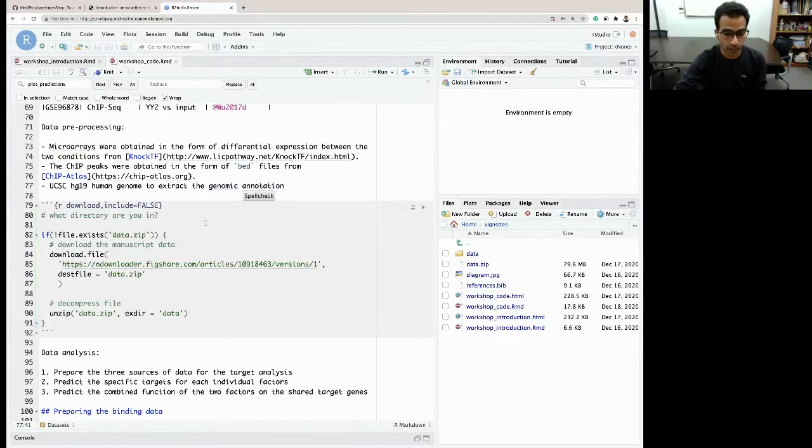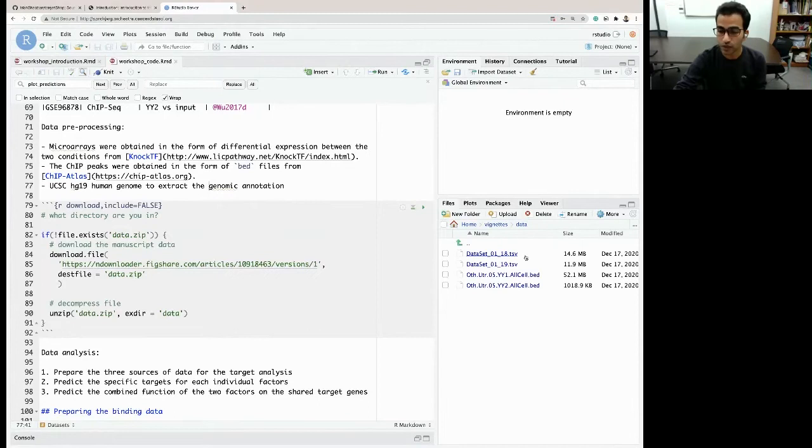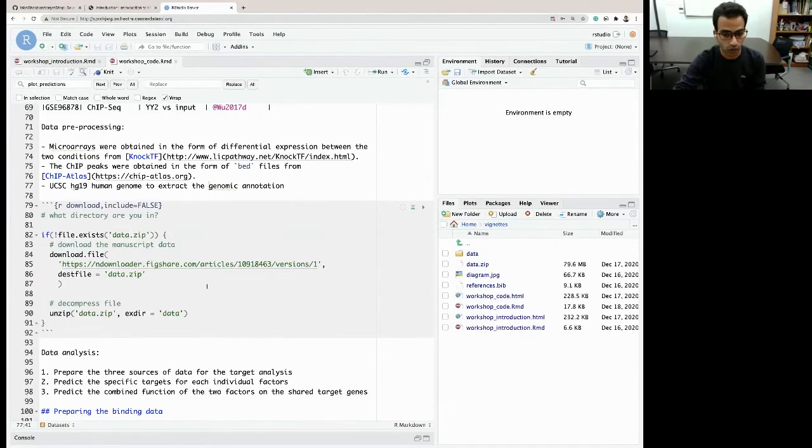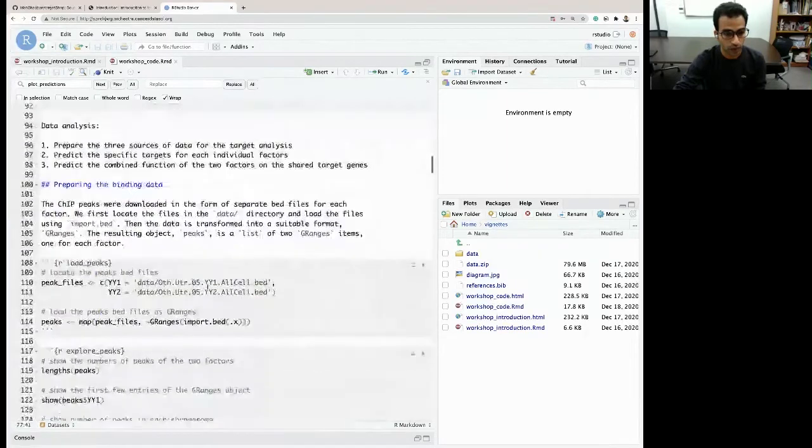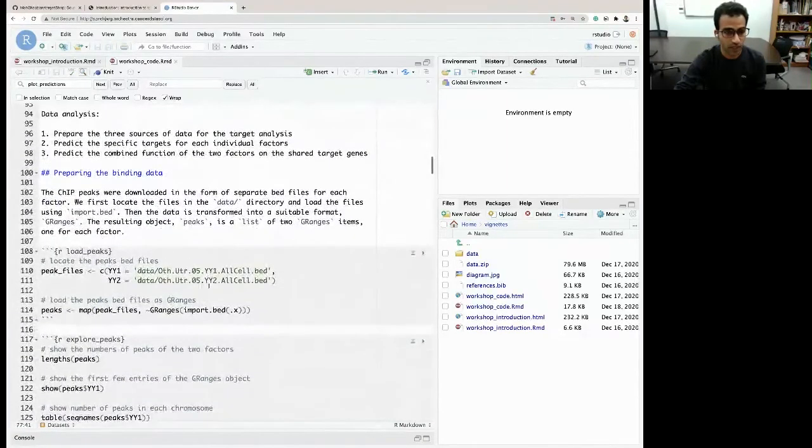To download the data, you can just click here, and the data will be downloaded in the vignettes file. If you click here on the data, there are 4 files that we'll be using in this workshop. The steps of the data analysis are first preparing the 3 sources of data, the gene expression, the DNA binding, and the genomic data, and then predicting the specific targets of individual factors, and then predicting the combined function of the two factors on the shared targets.